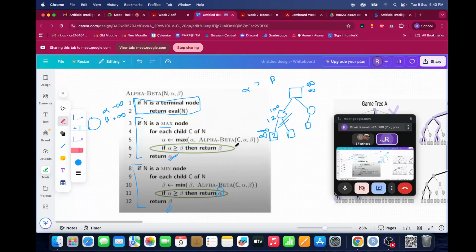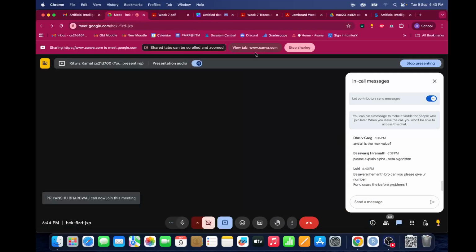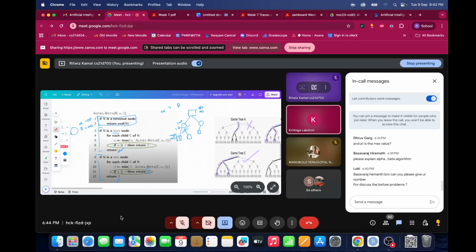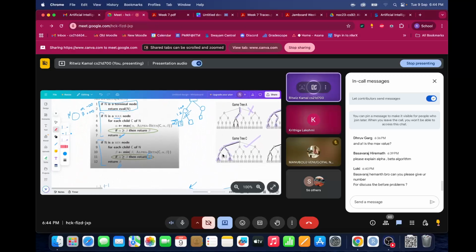Okay, so I'll just let this pseudocode be here for a couple of minutes, then I'll shift to the game tree, and then I'll let you try to solve it by yourself first by hand, and then we will go step by step into the solution. Okay, so now I'm moving to the game tree.